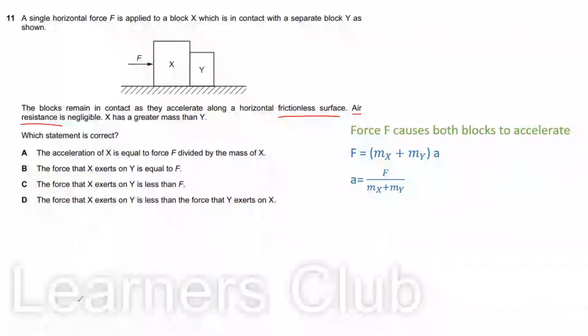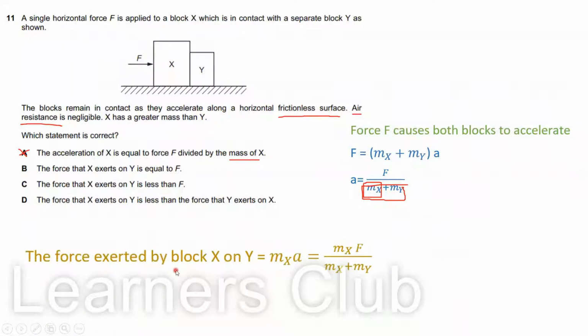Now let's check the statements. The acceleration of X is equal to force divided by mass of X. The acceleration is not only the force divided by mass of X, it is the sum of both the masses that matters. So the statement is wrong. Next: the force that X exerts on Y is equal to F.